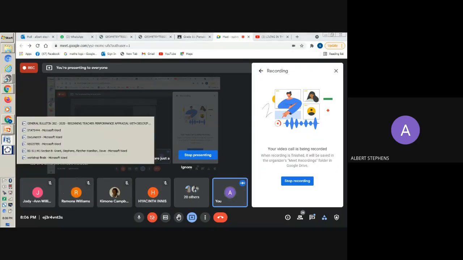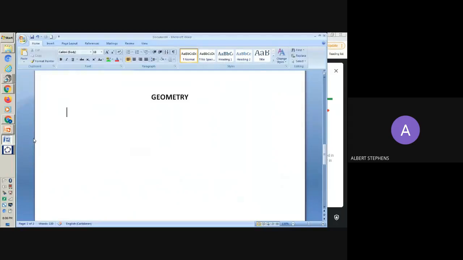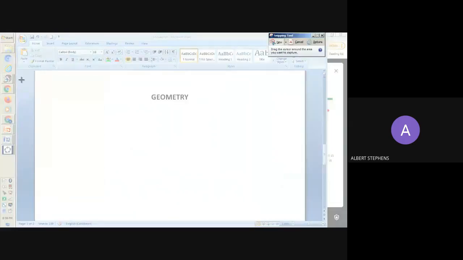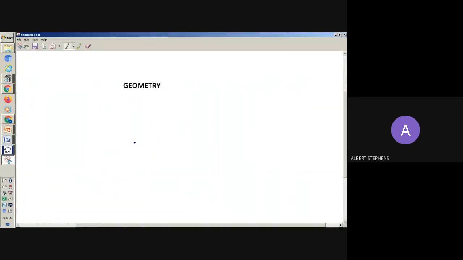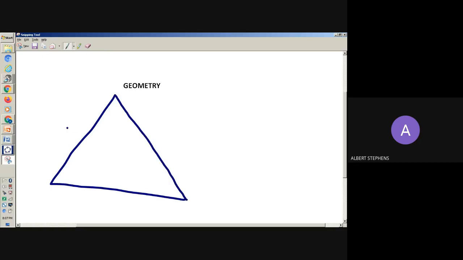All right, so let's talk about isosceles triangles. In an isosceles triangle, two sides are equal, not true? Two sides are equal. If two sides are equal, then two angles must be equal. So these two angles must be equal.